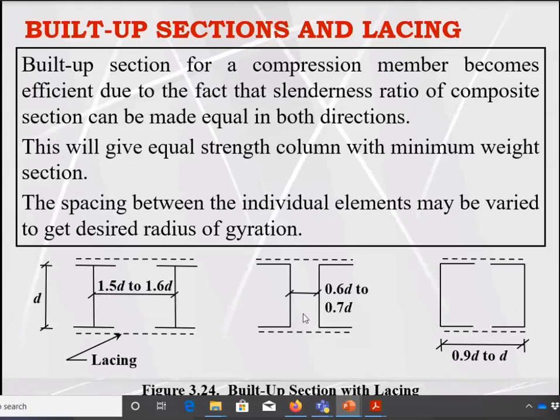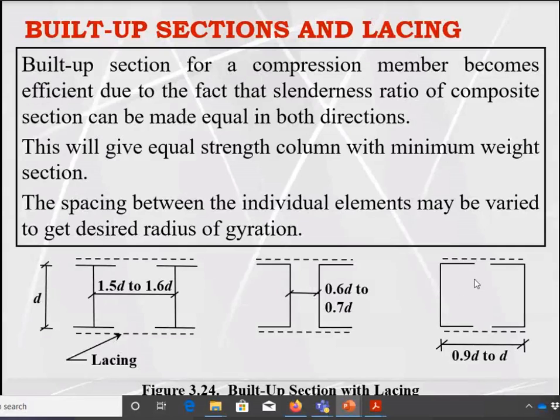And if we are making a built-up section with two channel sections and their flanges are turned outside, or they are placed back to back, in that case the distance between their webs is kept around 60% to 70% of the depth. For example, if the depth of the section is 100 millimeter, then the distance between their webs is around 60 to 70 millimeter. It is not the 10 millimeter that you used for a built-up section with stay plate.